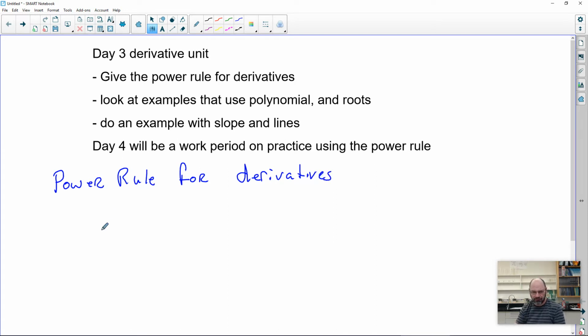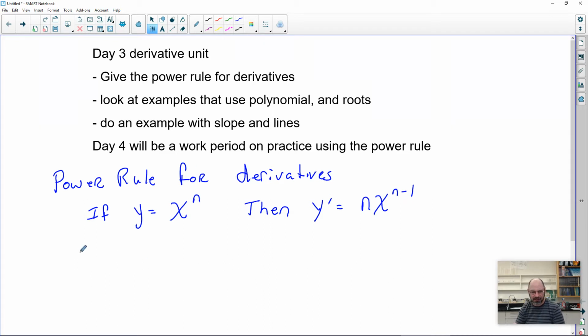So if y is equal to some value of x to the power of n, then the derivative of that, which we'll call y prime, is equal to just simply you put the power out front of the x, and then you subtract 1 power away from the x, like that. So that is the basics of it.